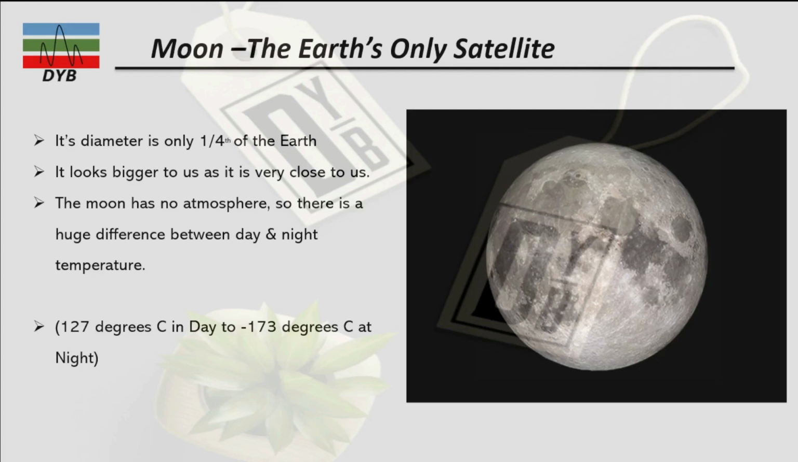So the moon has no atmosphere, and there is a huge difference in day and night temperature. Actually, the atmosphere protects the planet or object from the change of temperature in day and night. So the temperature in the daytime on the moon is 127 degrees Celsius, and at night is minus 173 degrees Celsius, which is a huge difference in temperature.